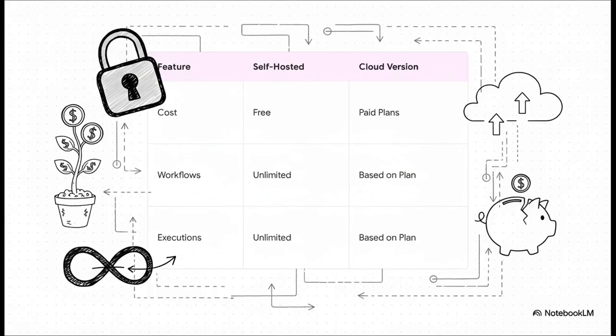Which brings us to cost. If you decide to self-host n8n, the software itself is totally free. That means unlimited workflows running an unlimited number of times. I mean, just think about that. A freelancer or a small business can run the kind of powerful, complex automations that used to cost a fortune with enterprise software.